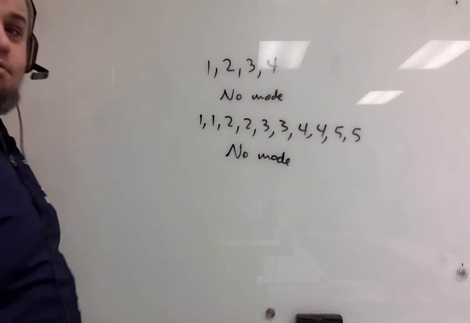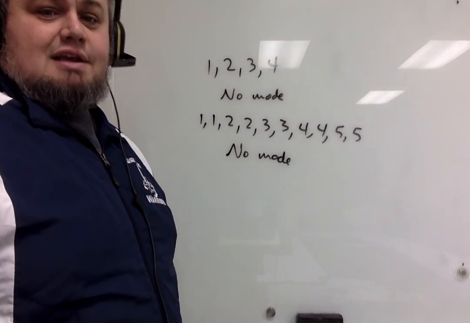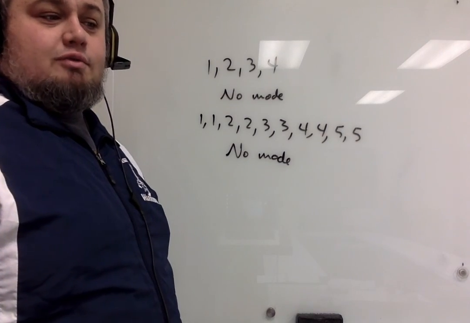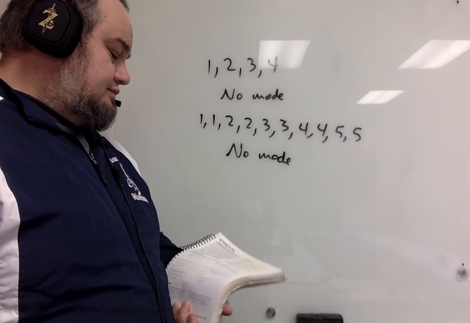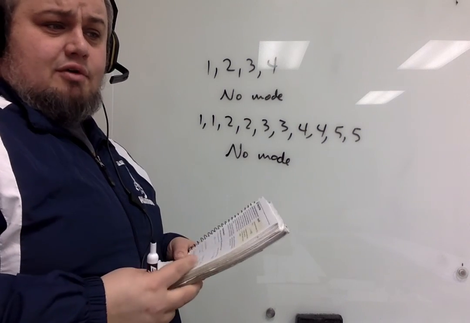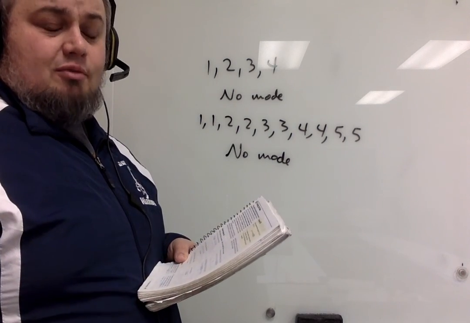So finding the mode, pretty straightforward. You're just finding the number that occurs the most often in a group of statistics. You can have more than one mode. You could possibly have no mode.